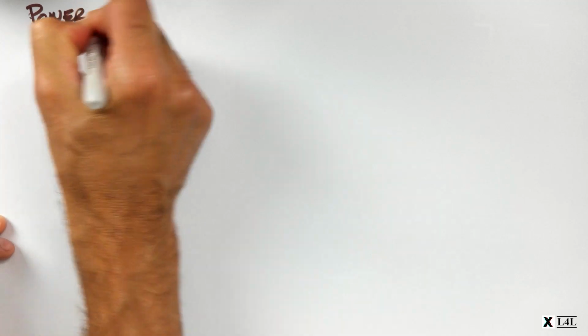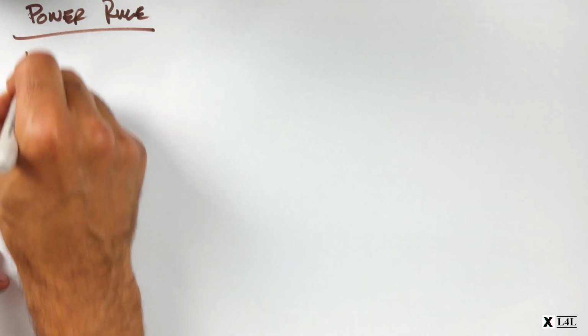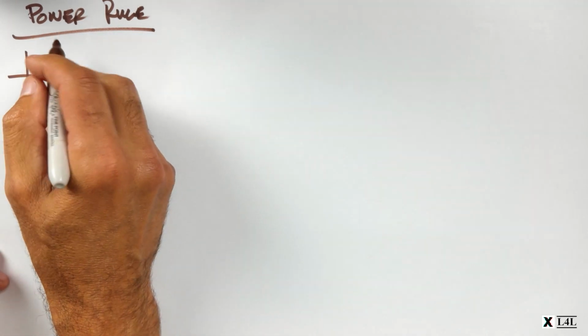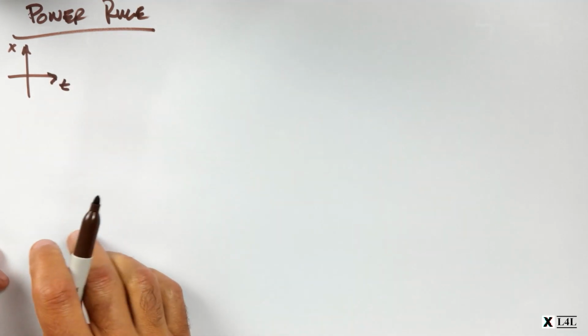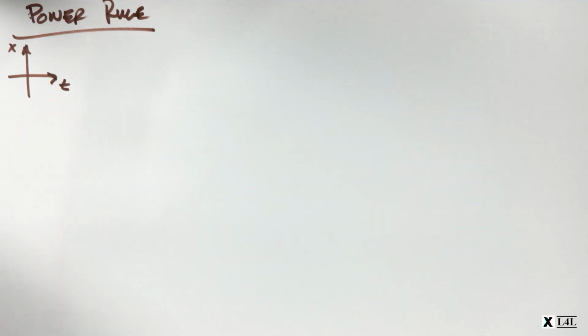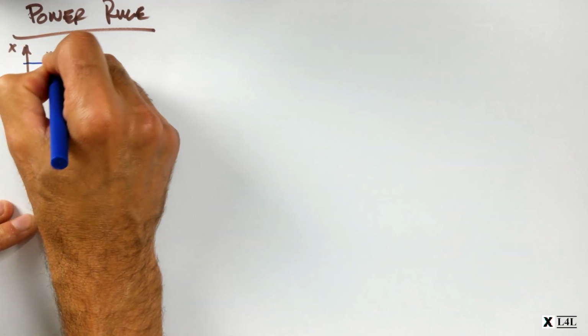Right, so we're talking really here about something that is new. It is the power rule. And again, we want to actually start with some graphs. So I'm going to make these a little bit smaller. Again, we're talking about position versus time here. And let's say that we have a graph that looks like this. So x equals 3.